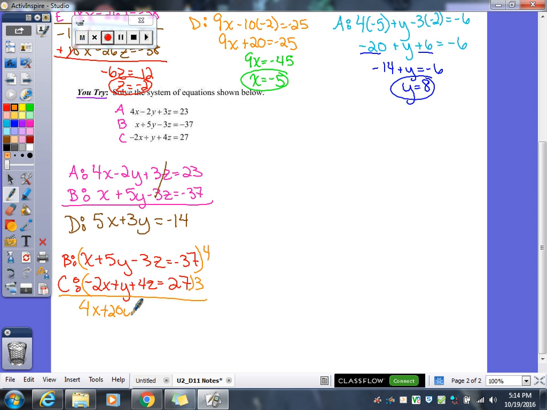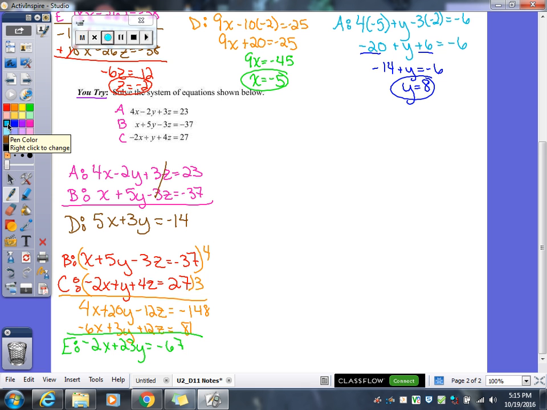So I'm going to multiply this one times 4, this one times 3. So 4x plus 20y minus 12z equals negative 148. Then negative 6x plus 3y plus 12z equals 81. Add them together, I get negative 2x plus 23y equals negative 67. There's my E.